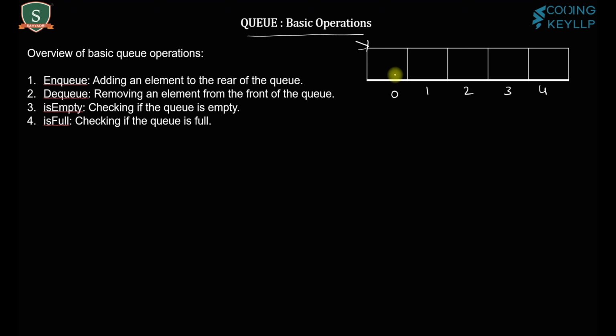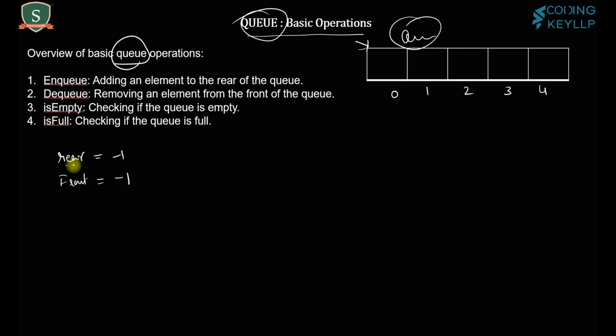If you want to insert an element into this array or delete an element from the array, let us follow the queue data structure. When we follow the queue data structure, this array is empty, so let us call this a queue hereafter. This queue is empty. To indicate that this queue is empty, we will take the support of two variables, rear and front, and these rear and front values are initialized with a negative number, -1. Let us see why it is -1.